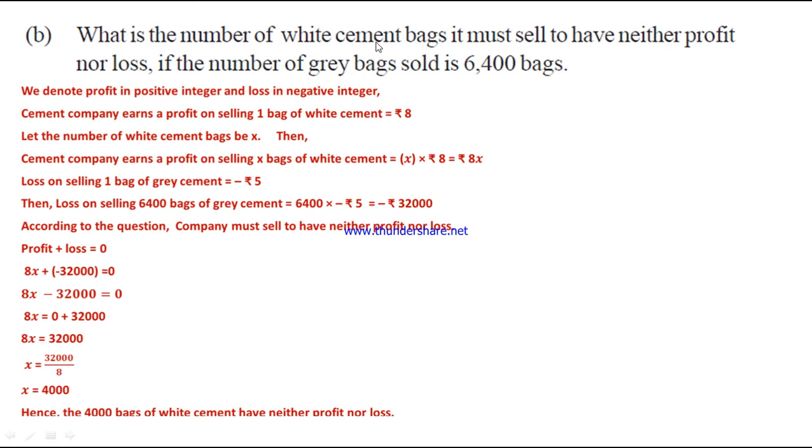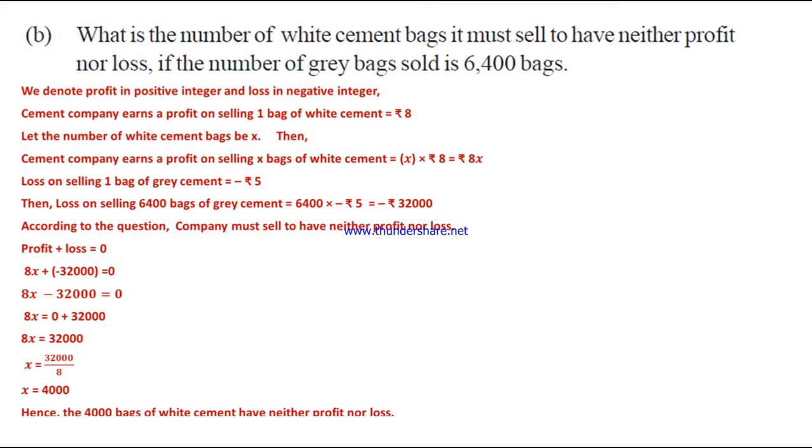In the previous question they gave the number of white cement bags sold and the number of grey cement bags sold. But here they gave only the number of grey cement bags sold. We have to find the number of white cement bags the company must sell to have neither profit nor loss. There is no profit, no loss, which means 0 rupees.